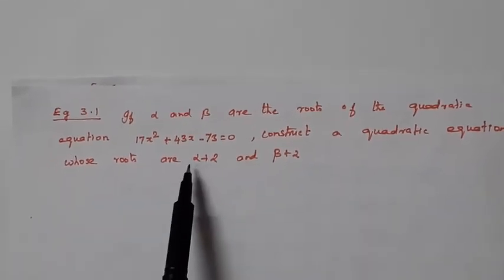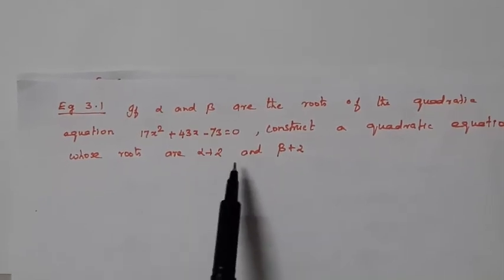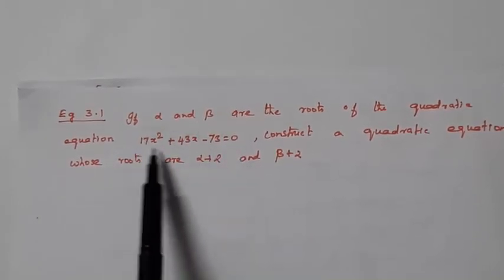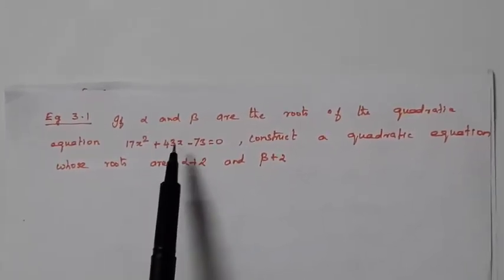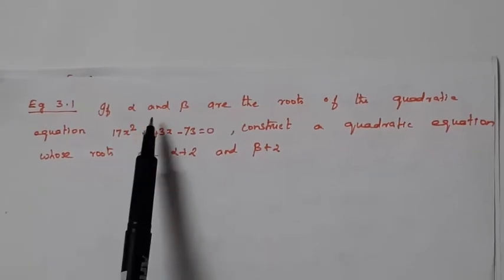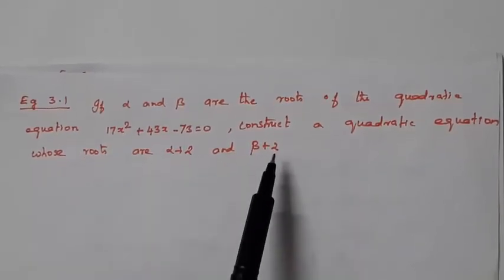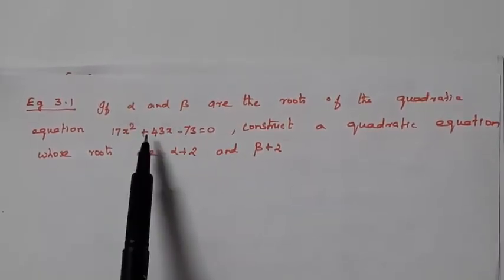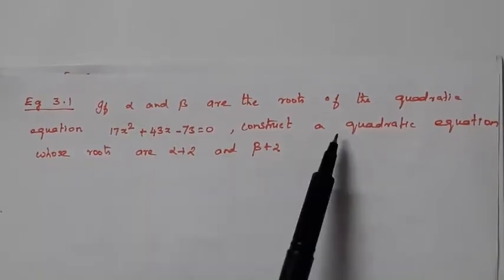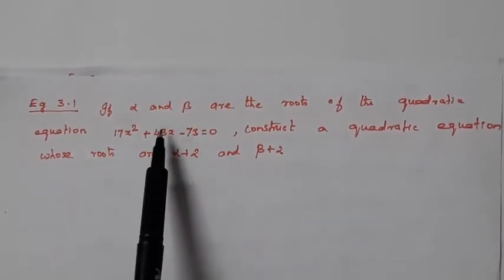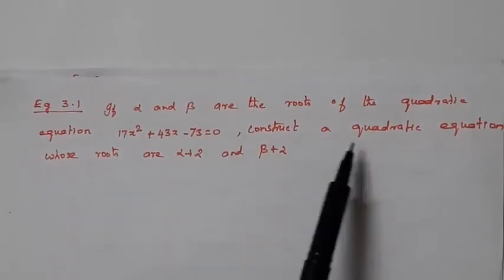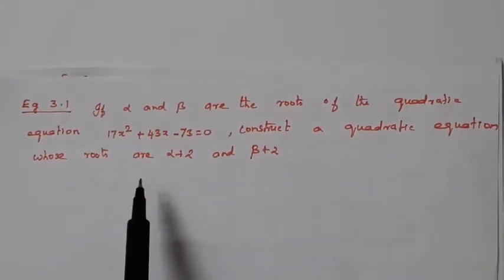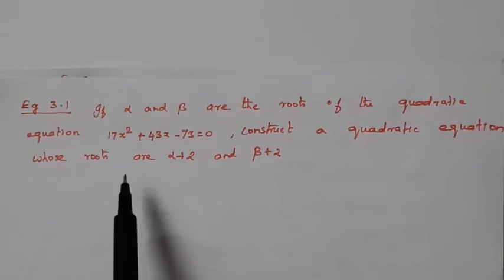But here, the values of the roots have not been given, but they have given that alpha and beta are the roots of a given quadratic equation. And then you have to frame an equation whose roots are alpha plus 2 and beta plus 2. So, instead of finding the exact value of alpha and beta from the quadratic equation, without finding the value of alpha and beta, we can frame the quadratic equation whose roots are alpha plus 2 and beta plus 2 by using the relation connecting the coefficients and the roots.